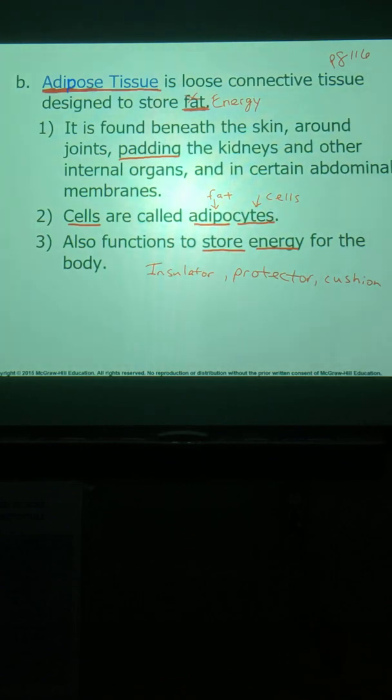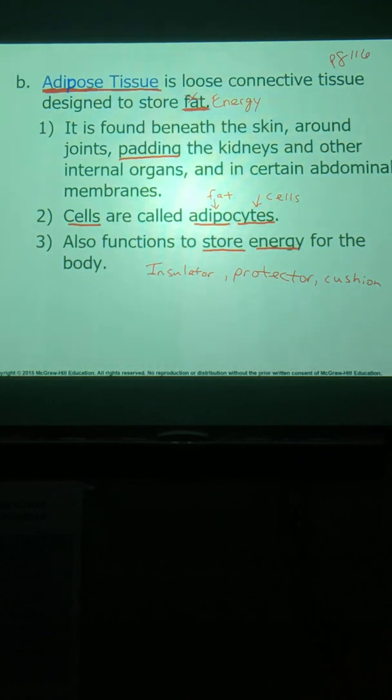The functions that you'll see here on number 3, and it'll make sense why it talks about around joints, padding the kidneys and other internal organs. The cells that make up fat tissue are called adipocytes. Adi, add the P, add the O, that means fat. Cyte means cell, so you put the prefix and the root word together, you have fat cells.